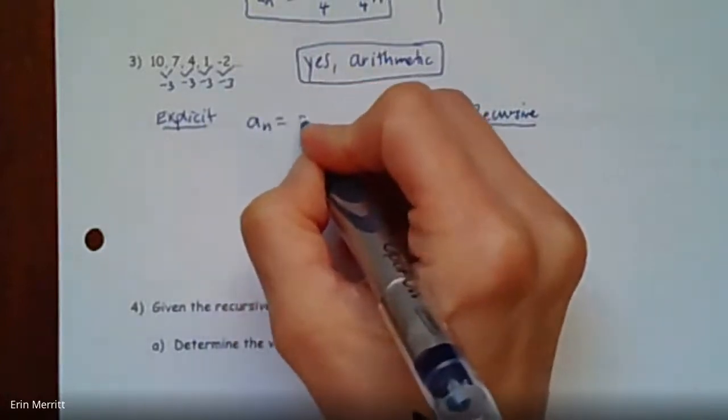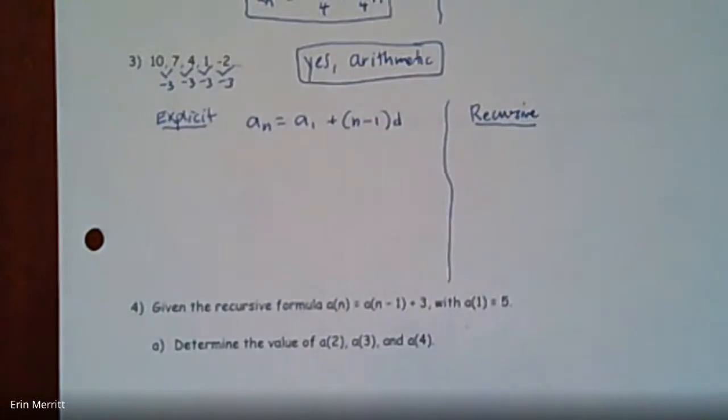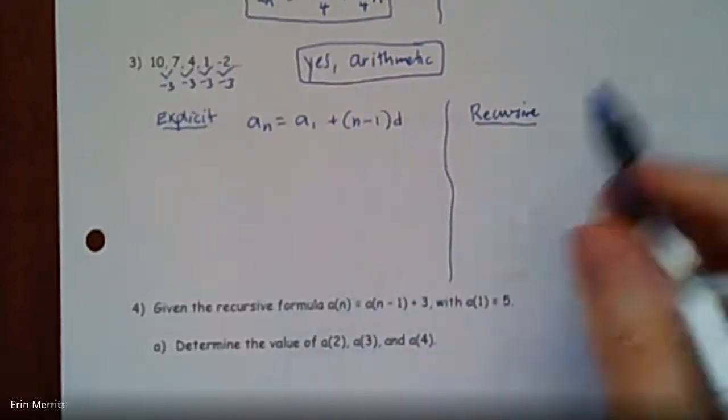A sub n equals a sub 1 plus n minus 1 times d. So I gave you guys the purple, I think purple was the color I copied it on, the reference sheet. So you can actually look and you'll see it on there. All right, otherwise I'll talk about it in class.